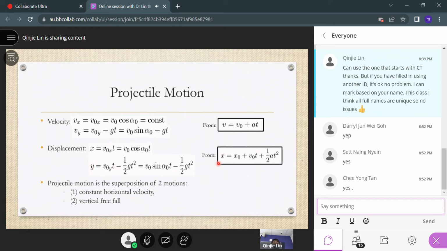Then in the y direction, same thing. You use the same equation, s equals ut plus half at squared. That a, you just change to minus g. So these are general equations for this particular case of projectile motion following this axis. Projectile motion is a superposition of two motions: one is constant horizontal velocity, which is the x part where the velocity doesn't change, and the other part is vertical free fall. If you analyze like that, you will know that the velocity doesn't change.